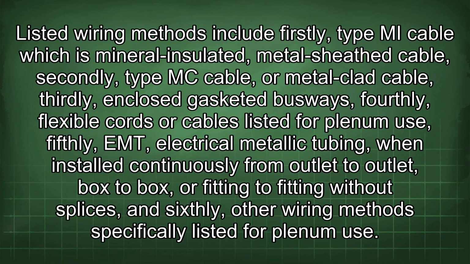Listed wiring methods include, firstly, type MI cable, which is mineral insulated, metal sheath cable; secondly, type MC cable or metal clad cable; thirdly, enclosed gasketed busways; fourthly, flexible cords or cables listed for plenum use; fifthly, EMT, electrical metallic tubing, when installed continuously from outlet to outlet, box to box, or fitting to fitting without splices; and sixthly, other wiring methods specifically listed for plenum use.